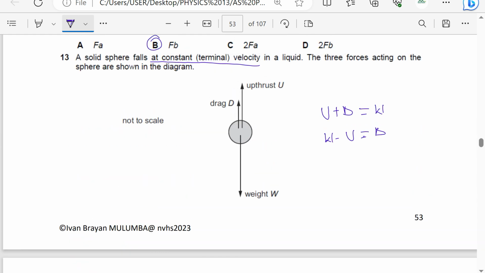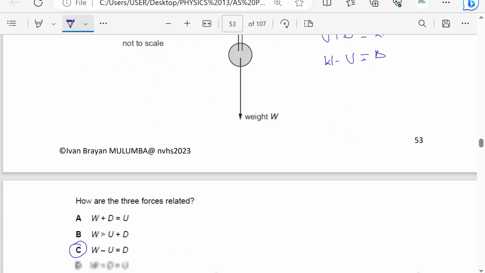Remember, I have done this because at constant velocity, acceleration is 0, so the resultant force is equal to 0. So it means the forces in the opposite directions should be balancing. That's why I added upthrust plus the drag force to get the weight.